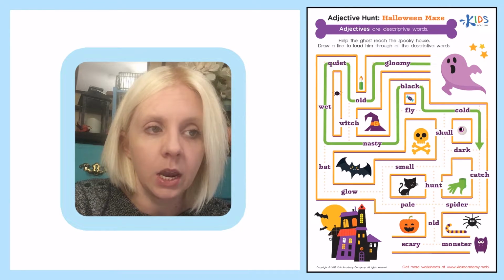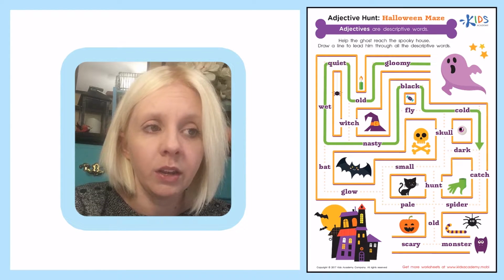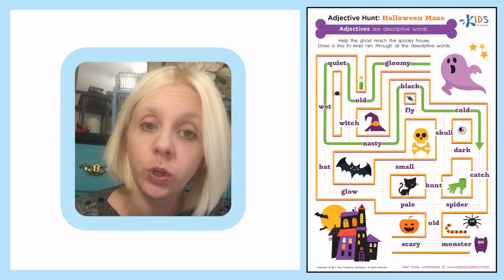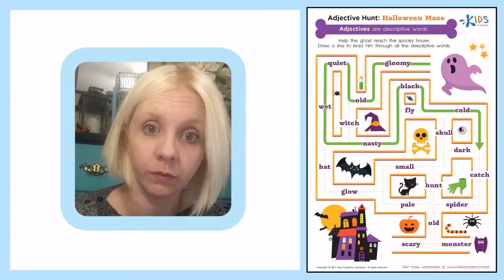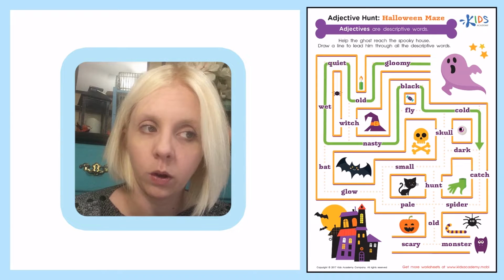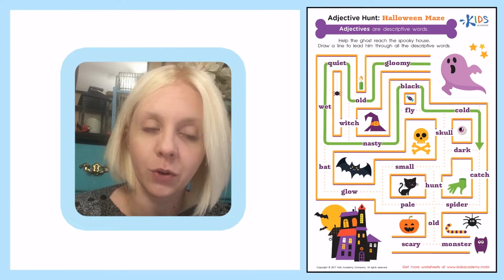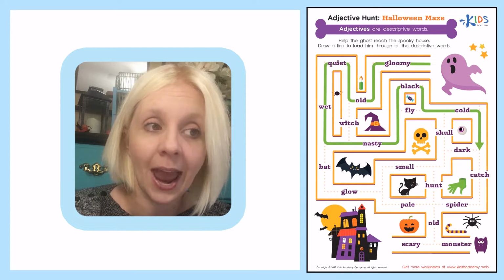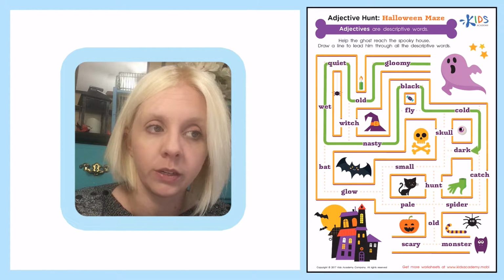We're going to go down here, and then we can either go to dark or catch. Think about that one. Which is the word that describes something? If you were going down a hallway, a dark hallway, that would describe the hallway. Or catch, to catch a bug. Nope, that's an action, so that one's not the right one. We need descriptive words. We're going to dark right over here.